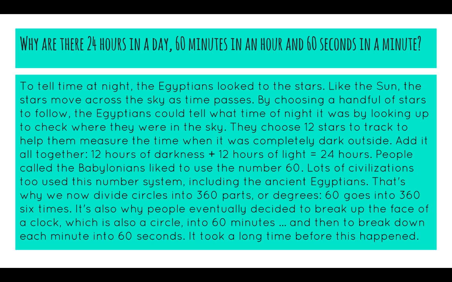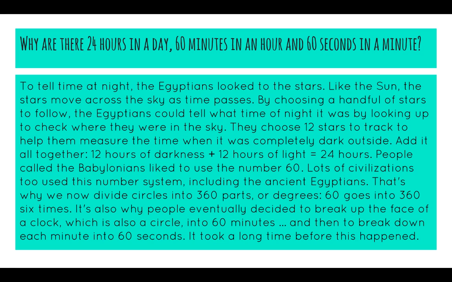To tell time at night, the Egyptians looked at the stars. The stars move across the sky as time passes, just like the sun. By choosing a couple of stars to follow, the Egyptians could tell what time of night it was by looking up to check where they were in the sky. They chose 12 stars to help them measure the time when it was completely dark outside. Added all together, 12 hours of darkness plus 12 hours of light equals 24 hours.